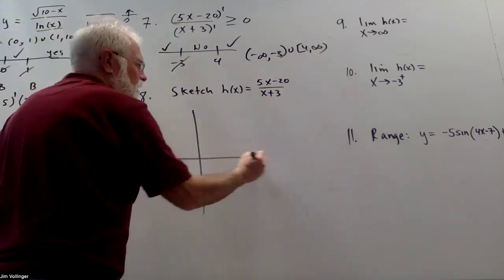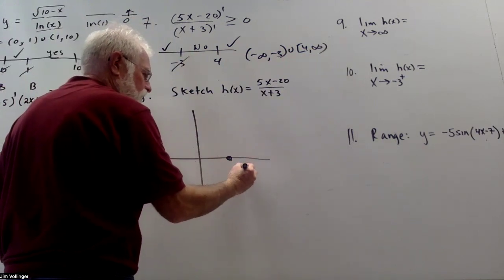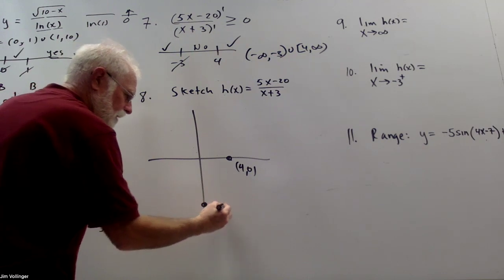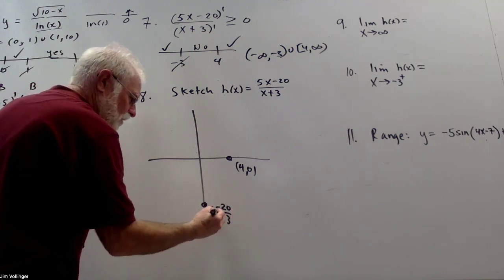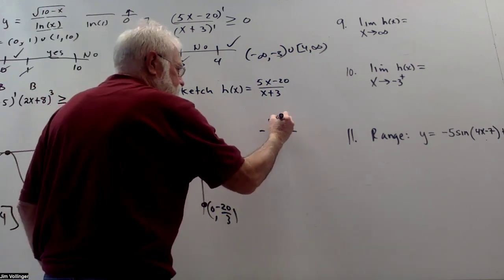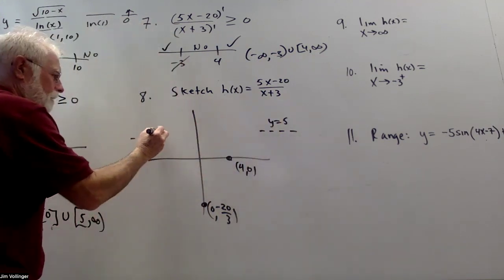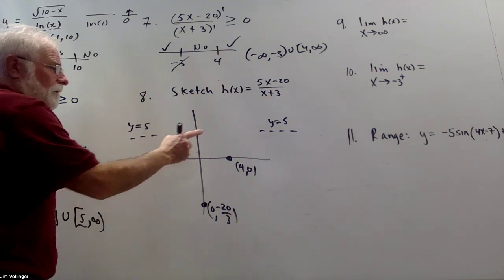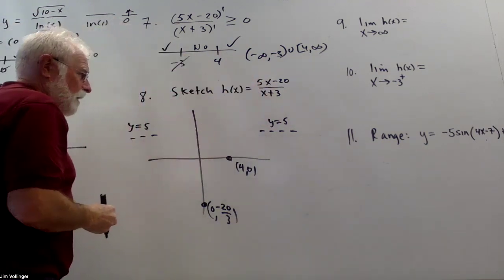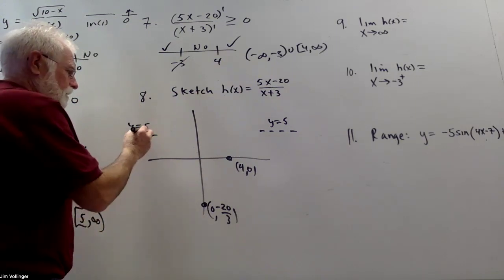Sketching this. X-intercept 4. 4 gets me 0. Y-intercept -20 thirds, when I plug in a 0. Asymptotic behavior at y equals 5, both sides. You put big numbers in, you're going to see they're about 5. They're about 5-to-1 ratio. I guess I'm done. It's got to do this.